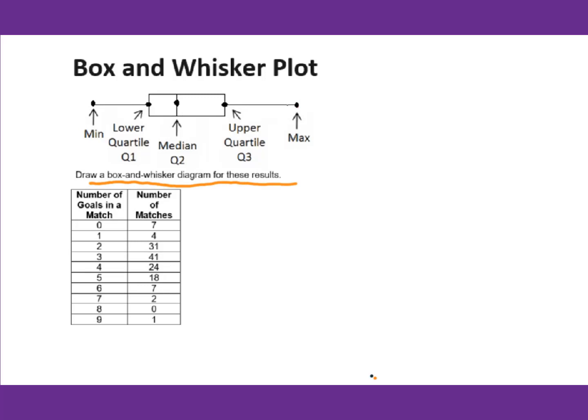Well, we need to set up a cumulative frequency table. So we got 7, adding 4, 11, adding, that's 42, adding, that's 83, adding, that's 107, adding, that's 125, adding, that's 132, 134, adding, still 134. This will be 135.